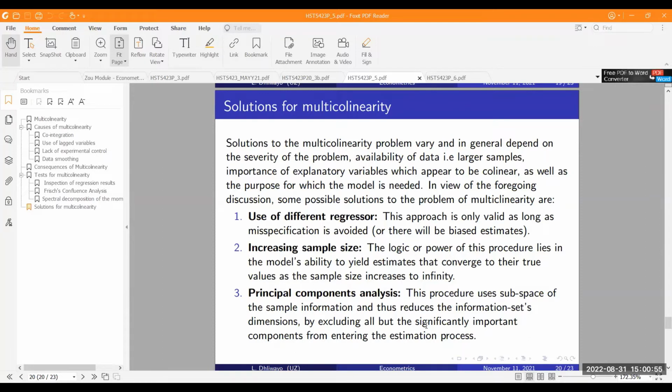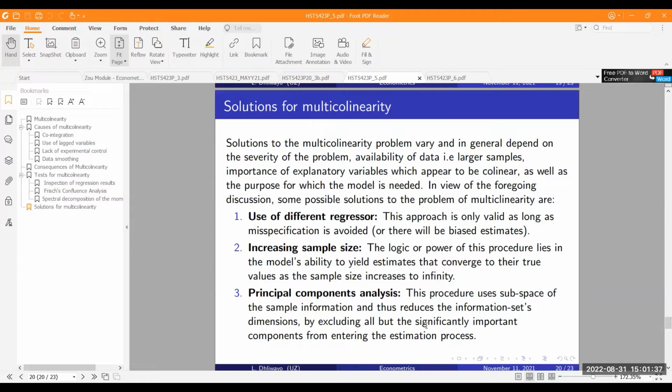Solutions to the multicollinearity problem vary and in general depend on the severity of the problem, availability of data, i.e. larger samples, importance of the explanatory variables which appear to be collinear, as well as the purpose for which the model is needed. In view of the foregoing discussion, some possible solutions to the problem of multicollinearity are: use of different regressors. This approach is only valid as long as misspecification is avoided, i.e. there will be biased estimates.